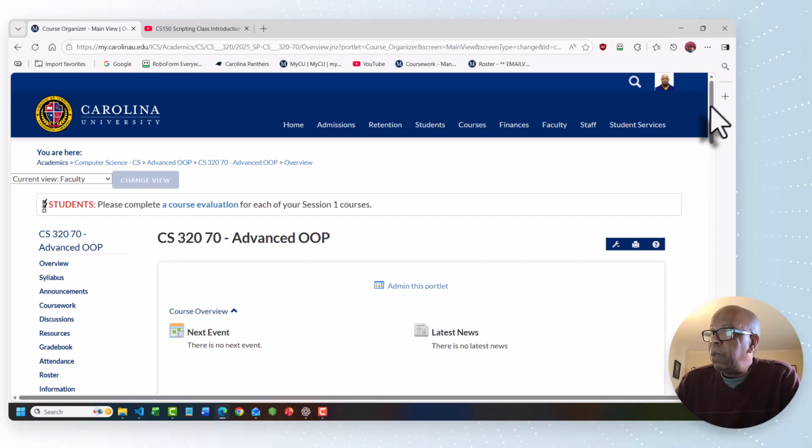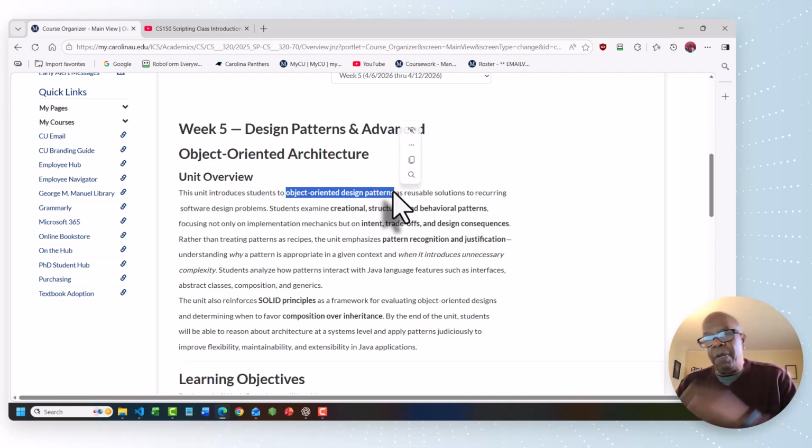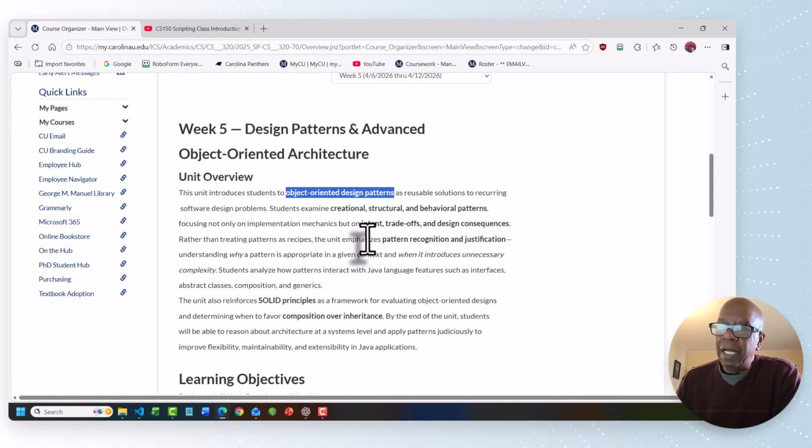Okay, in week 5, what we're going to jump into, it's going to introduce you to object-oriented design patterns as reasonable solutions to recurring design problems. What that is just saying is that there are some design patterns that we can use, that if I'm in this situation, I can use these object-oriented design patterns. If I'm in this particular situation, I can use another set. So this is basically saying, when can I use a pattern? When do I need to use pattern A versus pattern B versus pattern C?